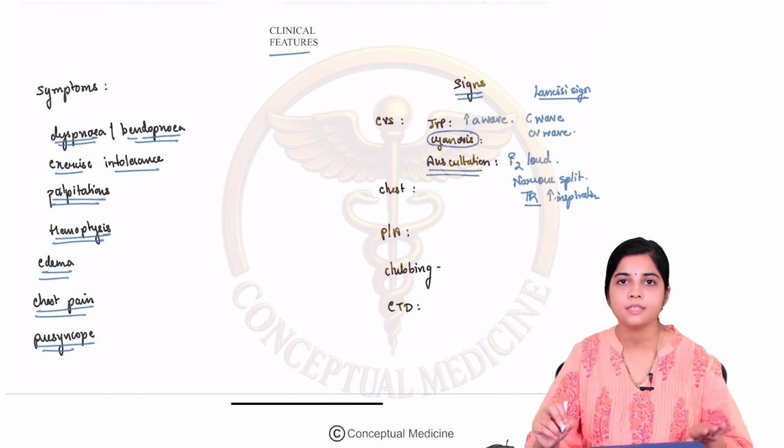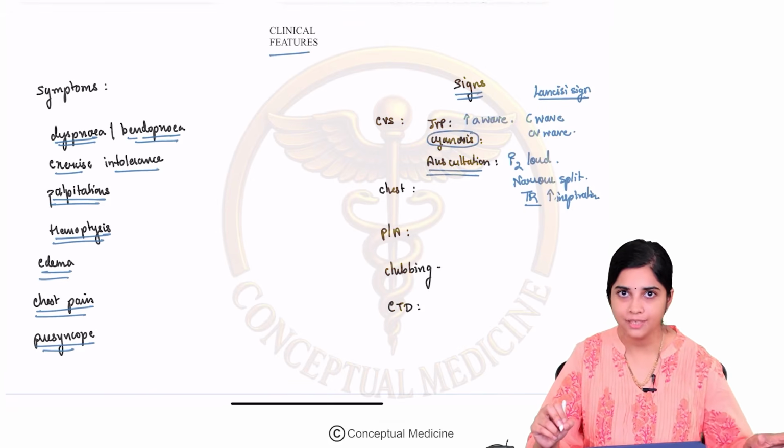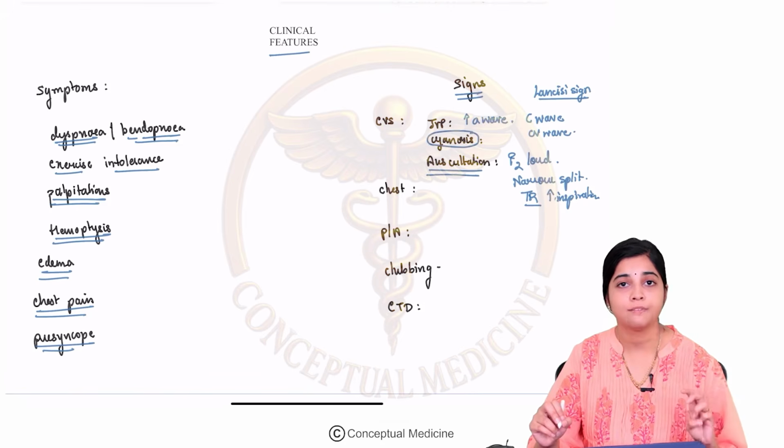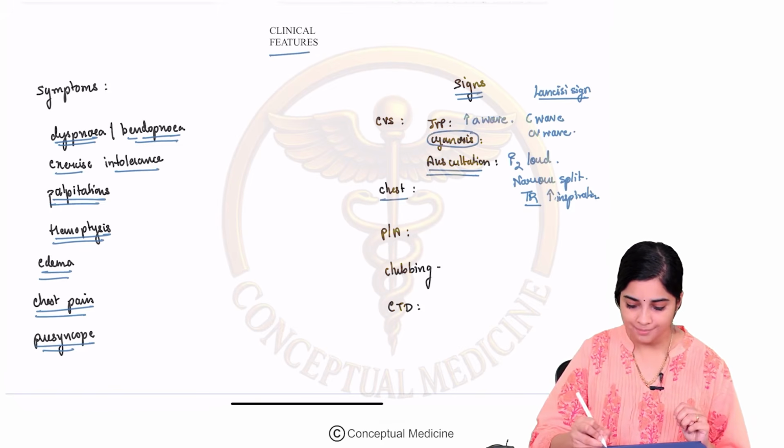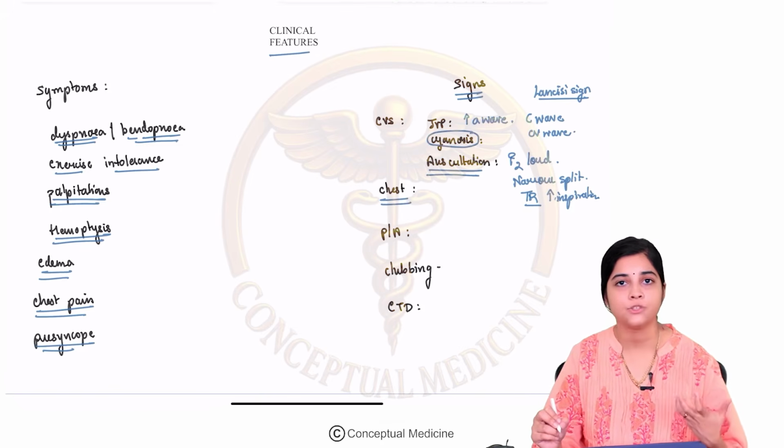So, in the initial stages in the JVP, you will find prominent A wave. In the later stages, you can find your prominent CV wave or the Lanz-Sissy sign. Apart from that, you can have loud P2, you can have narrow split P2, you can have TR murmurs as well. Alright. Then, in your respiratory system examination, what are the things you may find?